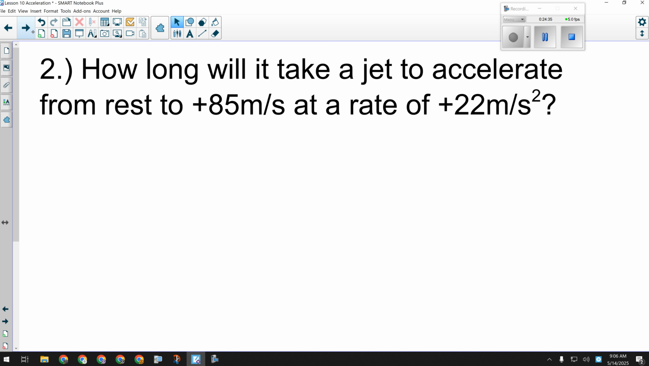All right, copy this one down, write down your givens. Give it a try. I'll give you a few minutes, then we'll walk through it together. In this one they're asking how long it will take. What are they asking me to solve for? Time. So time is the question mark here. Will it take a jet to accelerate from rest? VI is 0, to positive 85 meters per second, velocity final, right? At a rate of positive 22 meters per second squared.